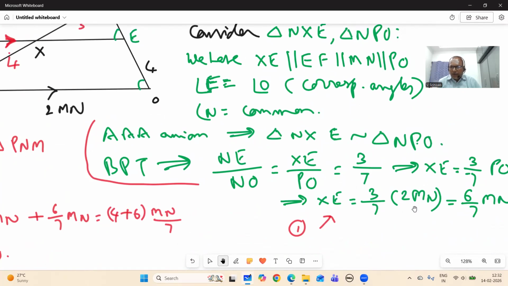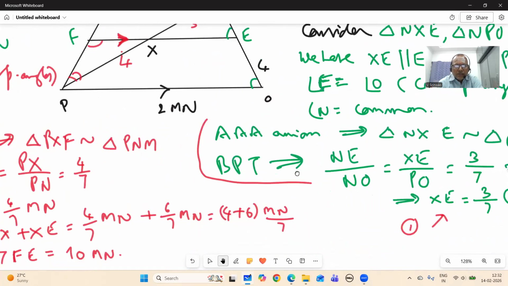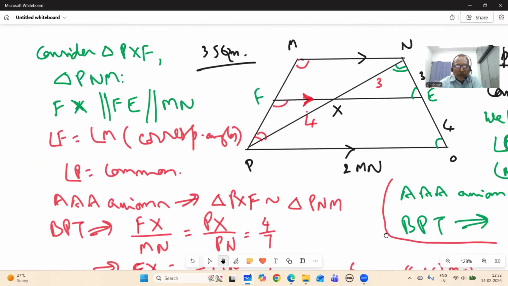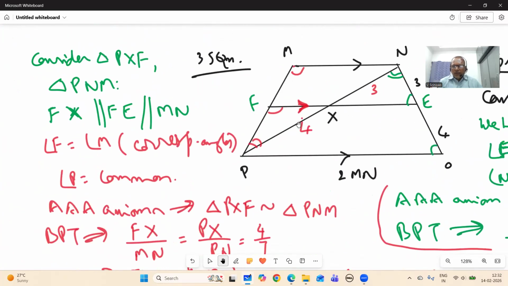It is 3 by 7 into PO. PO is going to be twice MN. So we calculate XE in terms of MN. Similarly, we obtained FX in terms of MN.